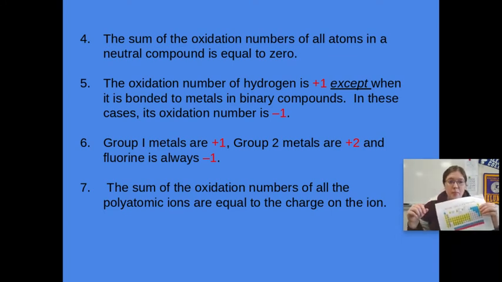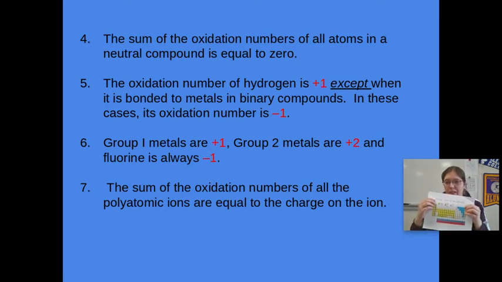Number 6, group 1 metals. Group 1, right here on your periodic table, is a +1 charge, group 2 is +2, and fluorine, which is group 17, has a -1 charge. Those are already stated on this periodic table. I wrote them in at the very top in red pen. Fluorine is going to be a -1 anyway because it is a halogen.